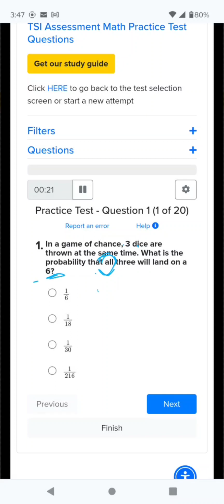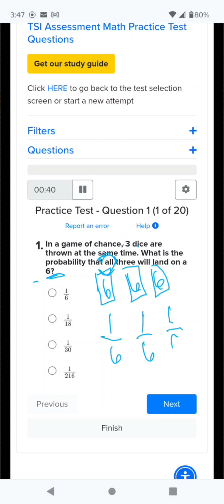Well, first of all, we have to think about what are the numbers on the dice. 1, 2, 3, 4, 5, 6, right? And I have 3 dice. So I have 1, 2, and 3. We want all of them to land on a 6. Each dice has 6 sides. So that would be 1 out of 6. There's only 1 six per dice. So 1 chance out of 6 chances.